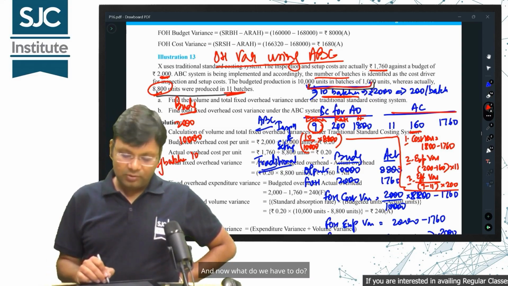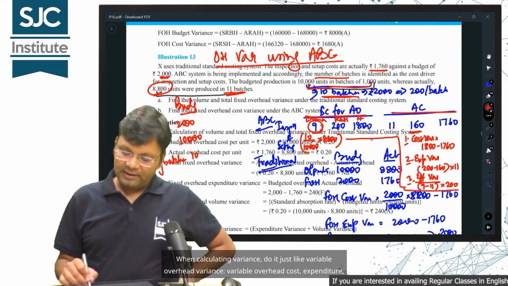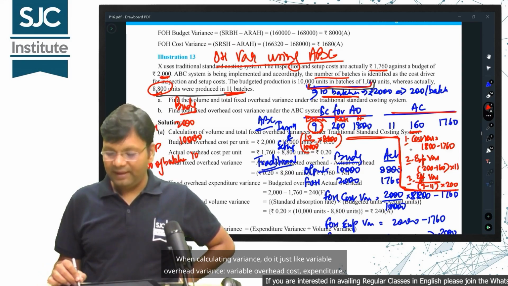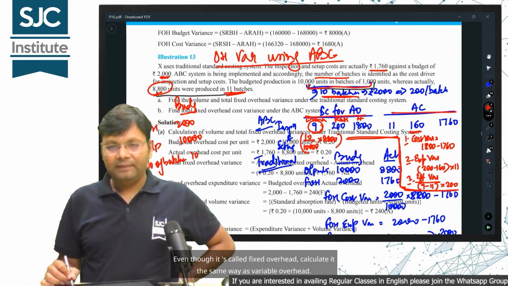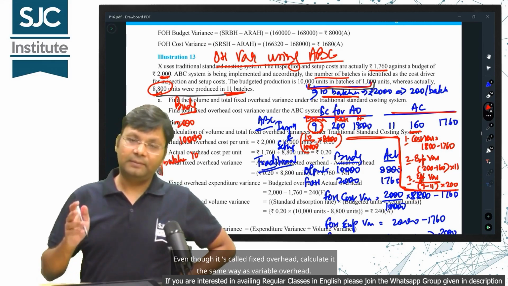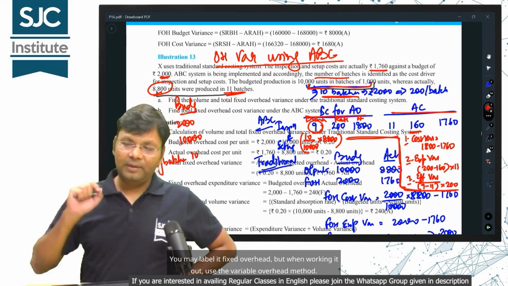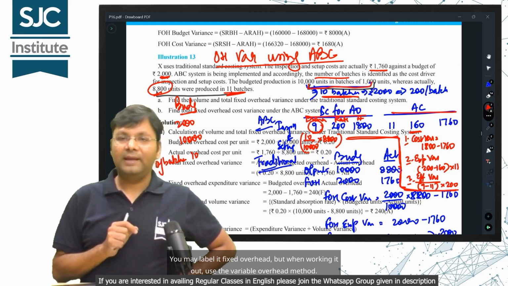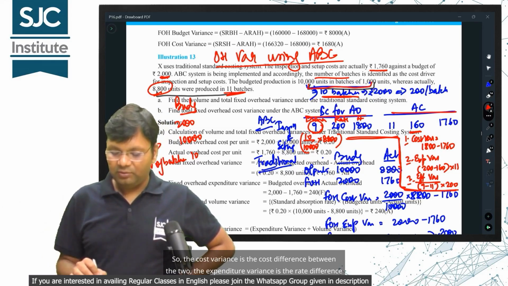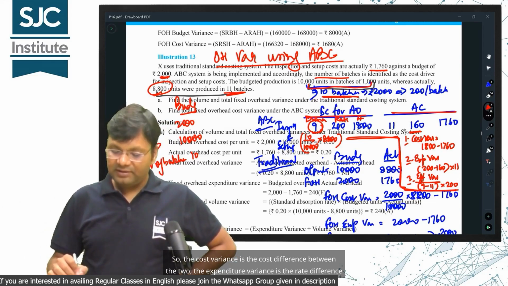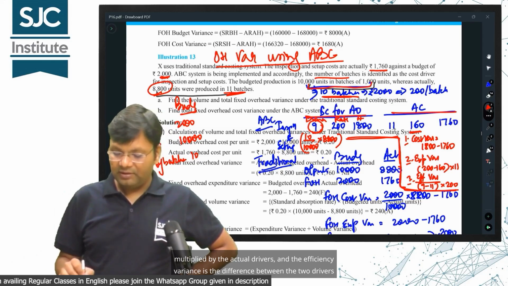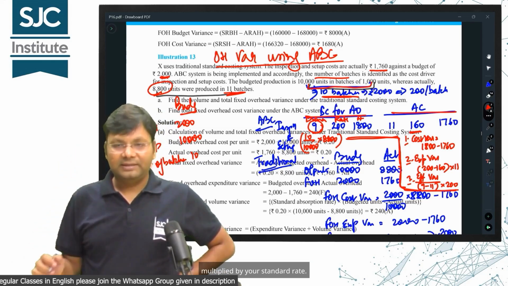And now what do we have to do? When calculating variance, do it just like variable overhead variance: cost, expenditure, and efficiency. Even though it's called fixed overhead, calculate it the same way as variable overhead. You may label it fixed overhead, but when working it out, use the variable overhead method. The cost variance is the cost difference between the two, the expenditure variance is the rate difference multiplied by the actual drivers, and the efficiency variance is the difference between the two drivers multiplied by your standard rate.